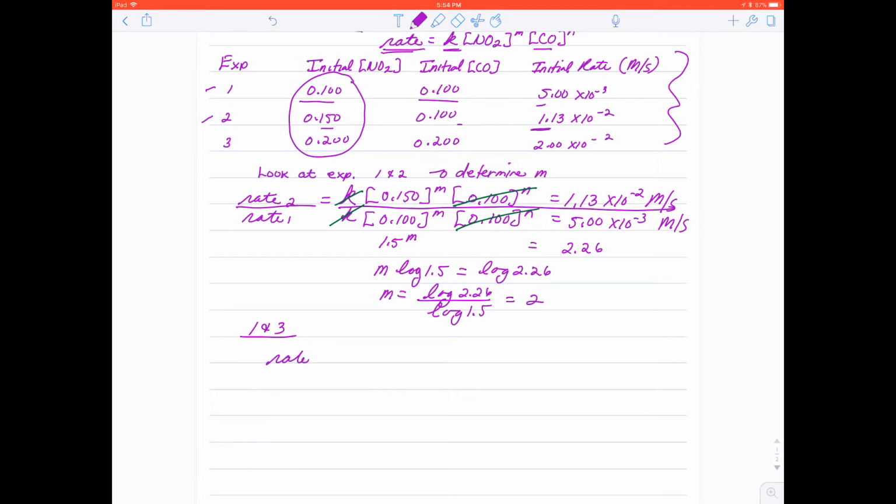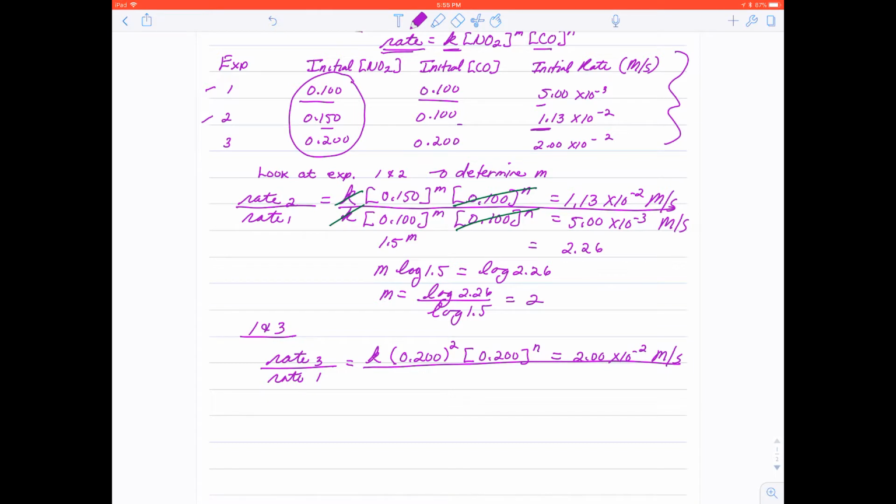So I'm going to set this up just like I did before. I'm going to have rate of experiment 3 divided by rate of experiment 1, and experiment 3 would be k, and that'd be 0.200 molar for the NO2, and we also know what m is, so that'd be to the second power, and then we would have 0.2 molar to the n power, and that would be equal to 2 times 10 to the negative 2 molar per second.